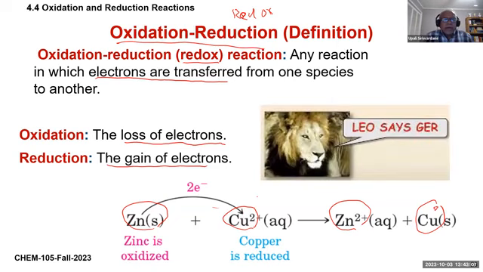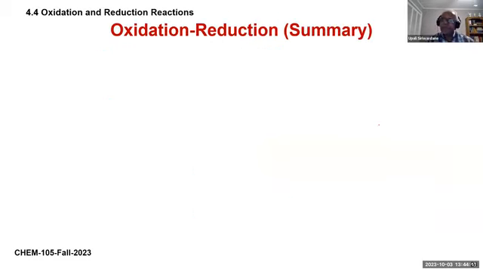How do you remember that loss of electrons is oxidation and gain of electrons is reduction? This is the mnemonic. Leo is the Disney lion. That lion is called Leo. LEO stands for loss of electrons is oxidation. GER means gain of electrons is reduction. Loss of electrons is oxidation, Leo says this. So you have to remember loss of electrons is oxidation, gain of electrons is reduction. When you're describing a redox reaction, electron transfer takes place.